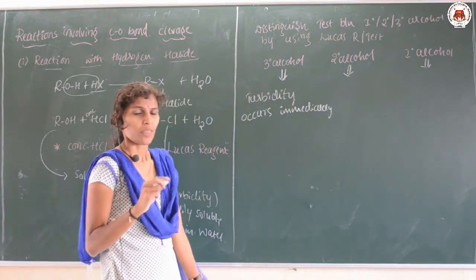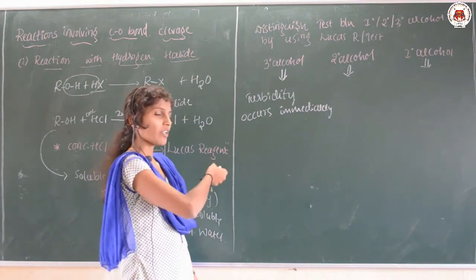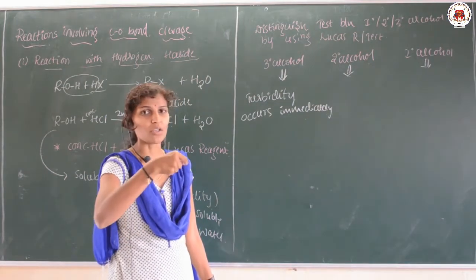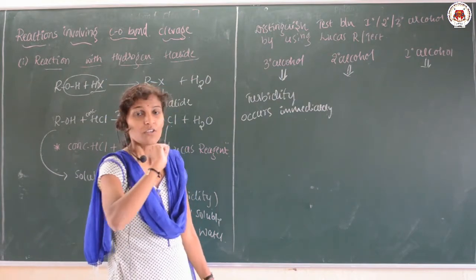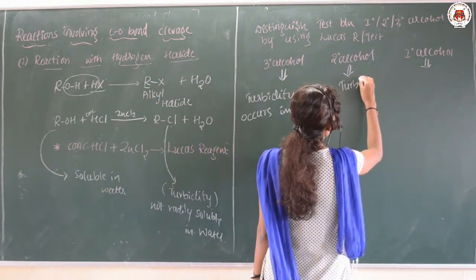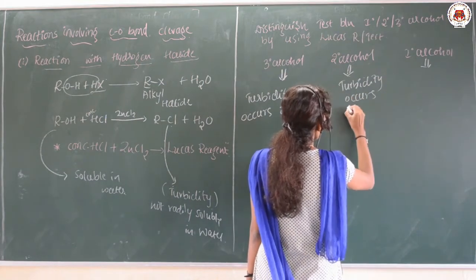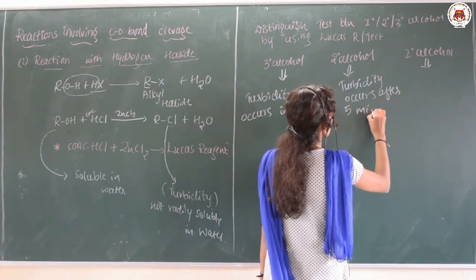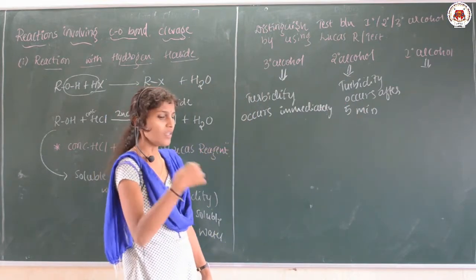Okay. Suppose turbidity does not occur immediately, then shake for 5 minutes. Take the alcohol which is unknown to us, whether it is primary, secondary or tertiary, and add the Lucas reagent. If I observe that immediate turbidity is not there, I will shake it for 5 minutes. What happens after 5 minutes? Turbidity occurs after 5 minutes, which means that is a secondary alcohol.